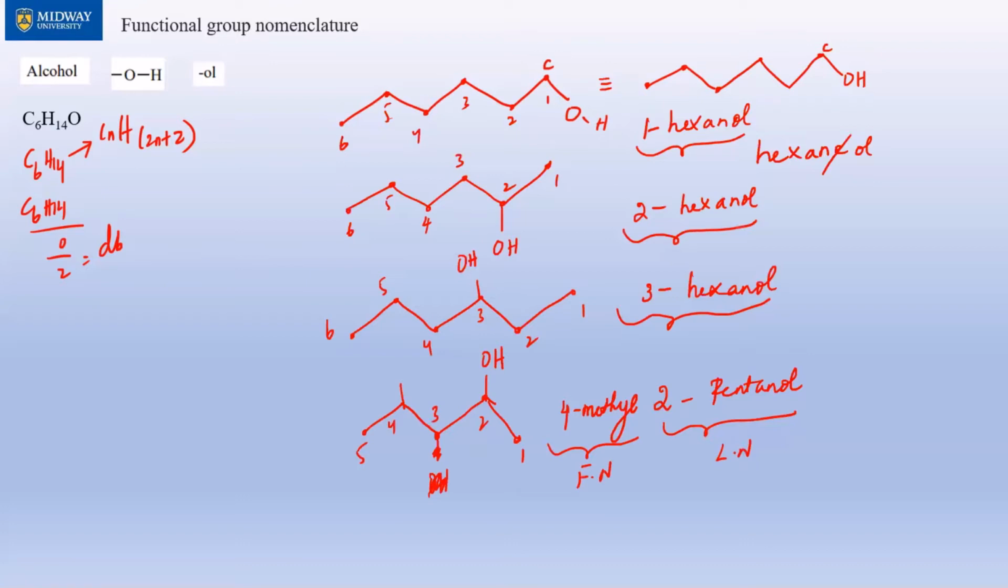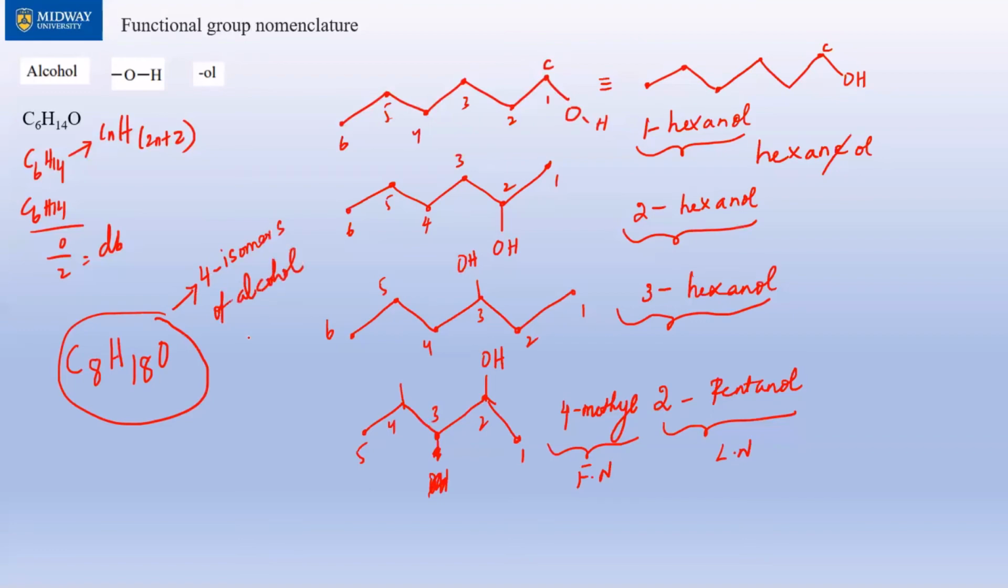Again, we can do 2,000 examples, okay? That's not the point. So let me leave you with maybe an example to do. C6H18O. Okay, draw at least 4 isomers of alcohol, and also name them. Well, that's it.